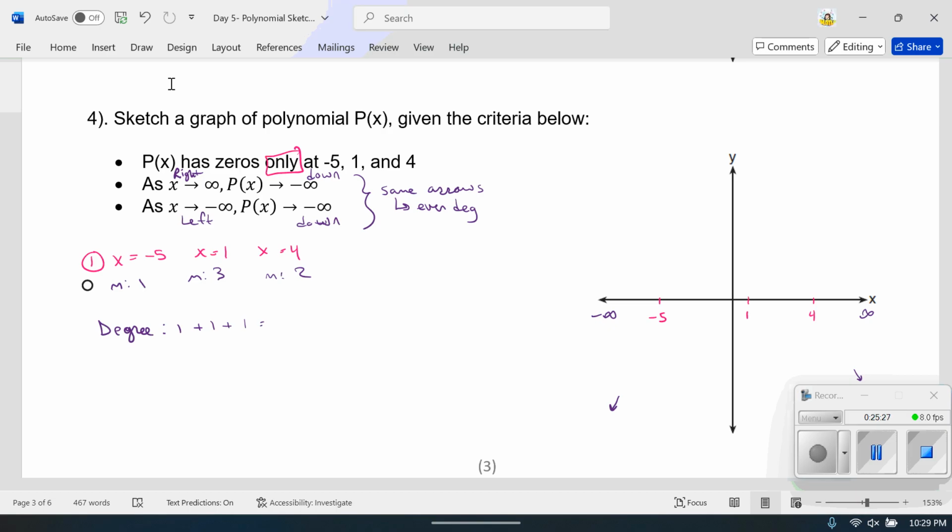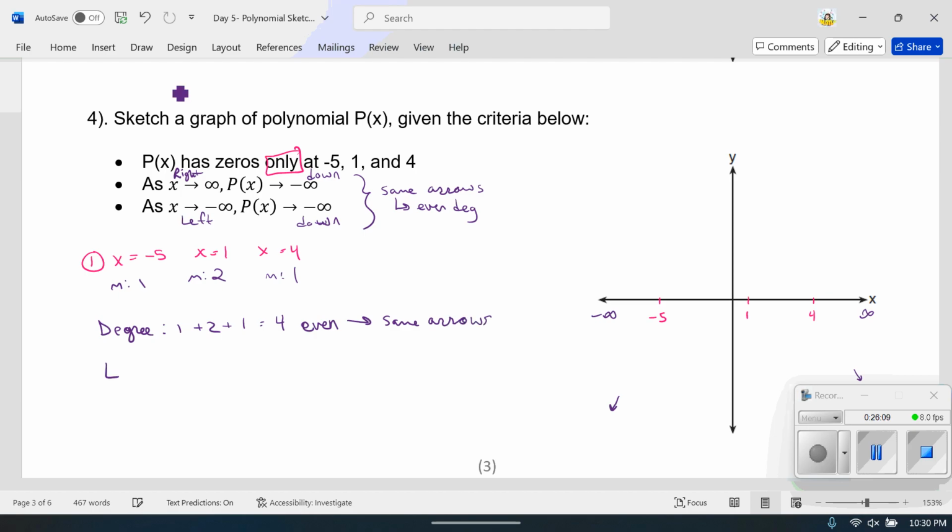Now, they're not giving you enough information, so you actually get to choose what you want to do. Do I recommend this one? Not really. It's kind of hard. It would be straight through. A multiplicity of 3 is a squiggle, and then a multiplicity of 2 is a bounce. Who wants to actually draw that? So personally, I like this one. 1, 2, 1. Because if you have 1, 2, 1, the degree is 4, which is even. And even means the same arrows.